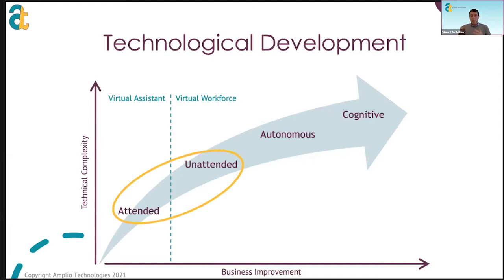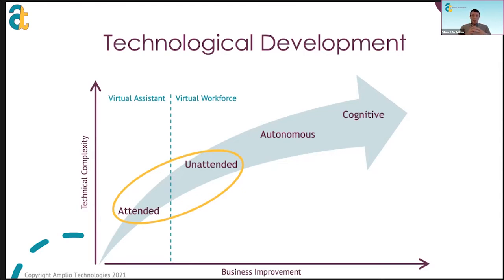The unattended, the virtual workforce, is where we're getting to now. This is really what unlocks the value in organizations. It resides on a server in the cloud, on a virtual machine, what we call a digital workforce. The autonomous and cognitive robots are in the pipeline. Maybe Andy's got a little bit more insight on that one.